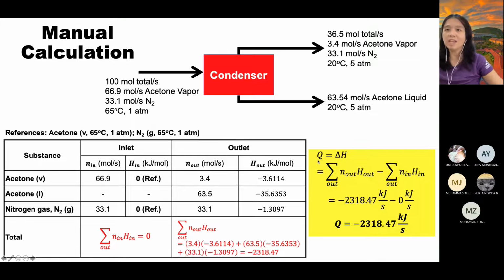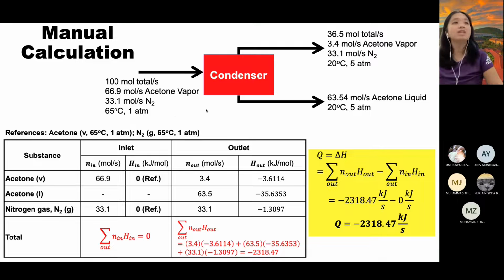So Q, jangan forget, most of students kadang dilupa, dia dah buat table, dia lupa nak kira Q. Q is total enthalpy out minus sahaja total enthalpy in. So you will get, in this case, negative 2318.47. Condenser mesti nilai negatif. Condenser will always release heat. Okay, sebab dia condense kan? Kalau kamu buat heater, positif lah sebab heater kamu kena supply heat untuk heating tu berlaku. Okay, so done on non-reactive.